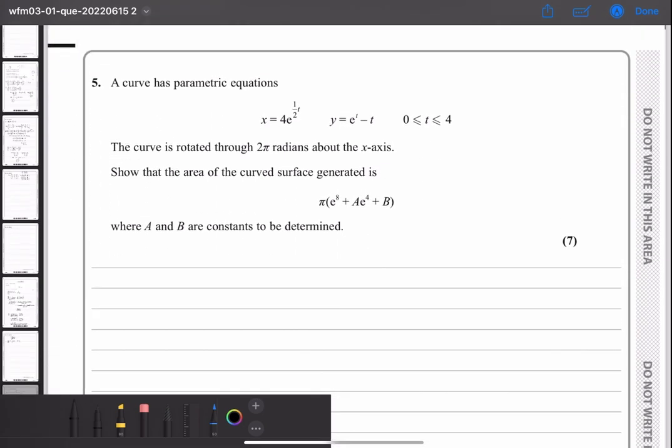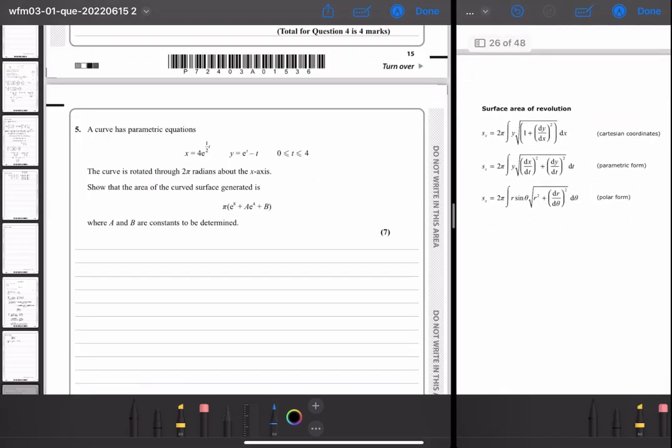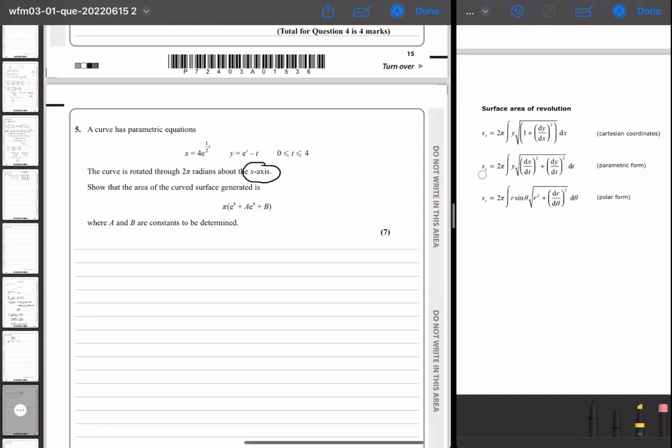Parametric equations. Okay, it says the curve is rotated through 2 pi radians about the x-axis. Show that the area of the curved surface generated is this. Okay, we've got the formula for that also in the formula booklet. So here it is. We've got 3 different versions, and they even have it labelled parametric form in the middle there. We want it about the x-axis, so yes, this is the correct one, x.